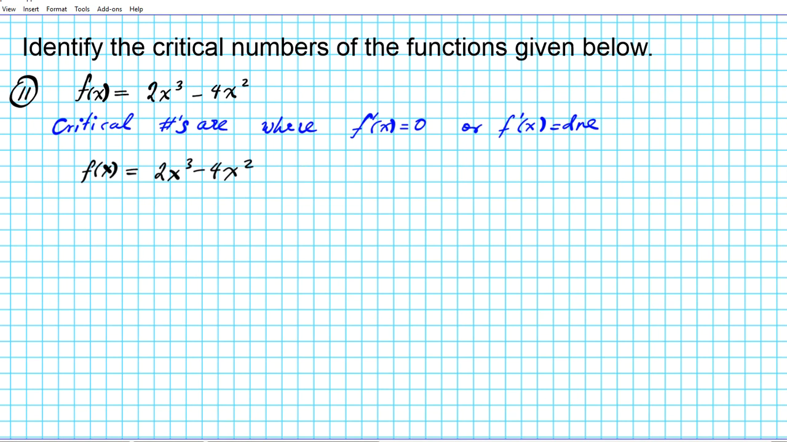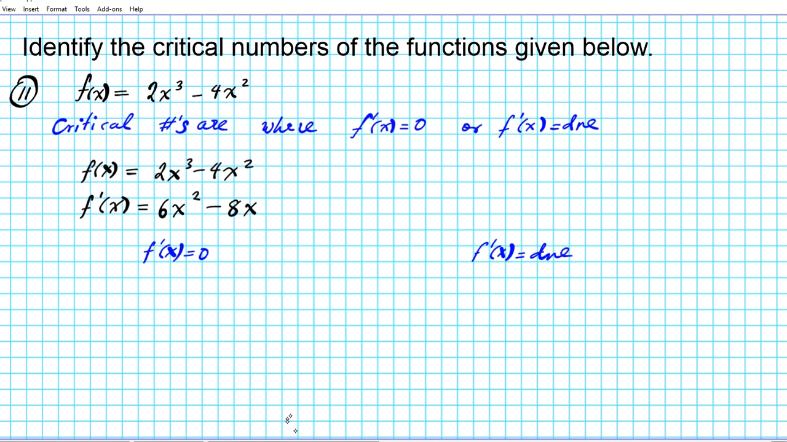Alright, let's differentiate using our differentiation rules, term by term. F prime of x: differentiating the first term, 3 times 2 is 6, x to the 3 minus 1, that's 2, minus 2 times 4 is 8x. So that's the derivative of the original cubic binomial. What we want to do now is find where the derivative is equal to 0 and where it does not exist.